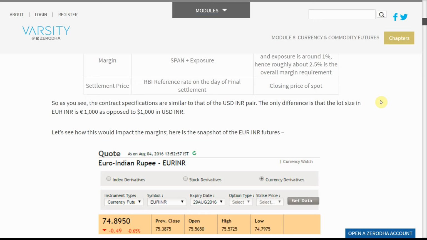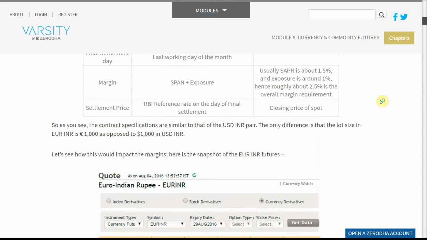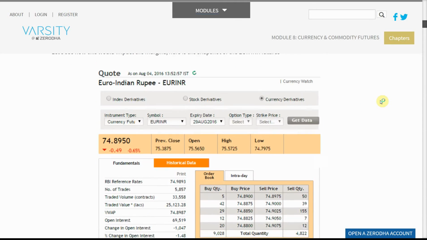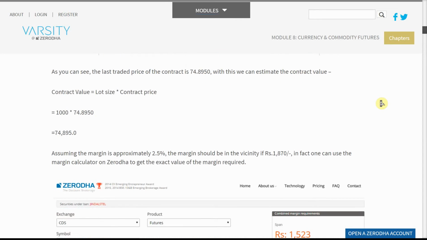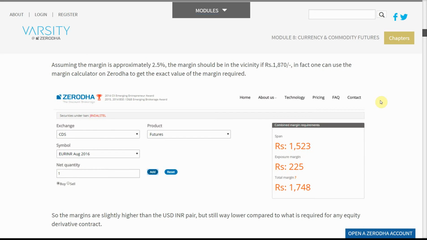With this we can estimate the contract value. Contract value equals lot size times contract price equals 1,000 times 74.8950 equals 74,895.0. Assuming the margin is approximately 2.5%, the margin should be in the vicinity of 1,870 rupees per lot. In fact, one can use the margin calculator on Zerodha to get the exact value of the margin required. So the margins are slightly higher than the USD-INR pair, but still way lower compared to what is required for any equity derivative contract. GBP-INR.